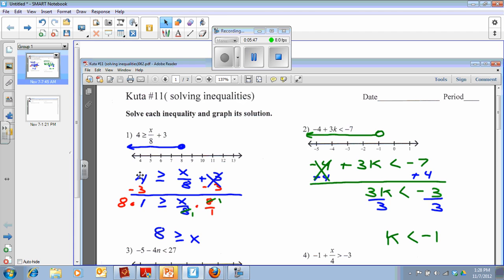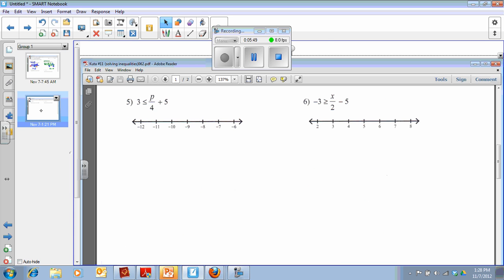I'm going to give an example of 2 more fraction problems. Problem number 5, as I rewrite this, I have 3 is less than or equal to some number p divided by 4 plus 5. Okay, I'm going to isolate my variable p. It seems to be on the right side of the inequality, so when I'm done, p is going to be all by itself. Remember, the 4 in the denominator is positive, so that means the sign will not flip. So I'm going to leave it in the same direction.